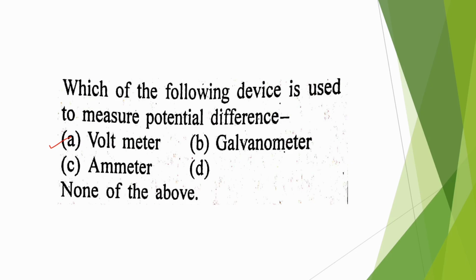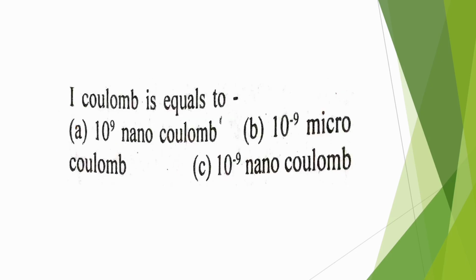The next question is: 1 coulomb is equal to 10 to the power 9 nanocoulomb, 10 to the power minus 9 microcoulomb, or 10 to the power minus 9 nanocoulomb. 1 coulomb is the amount of charge transported by an electric current of 1 ampere in 1 second.